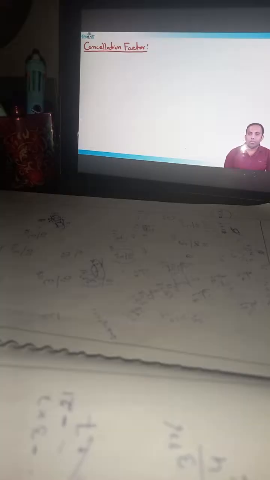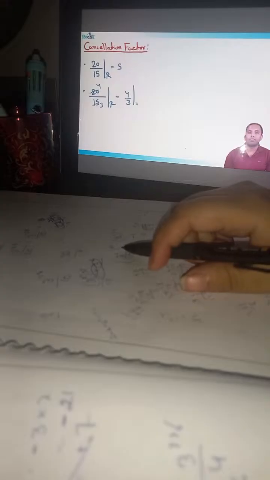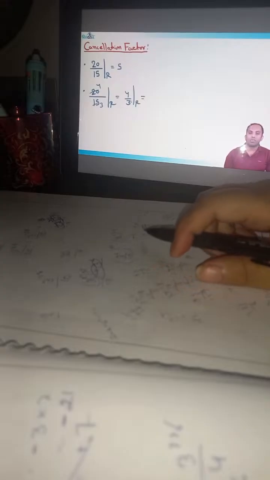For example, if I try to find the remainder of 20 by 15. What is the remainder? Quite easy: 15 minus 15, remainder is 5. But what you can do sometimes is just cancel the number. 20 by 15, and again cancel. 5 4 is 20, 5 3 is 15. So it becomes 4 by 3 remainder. 4 by 3 remainder is 1.